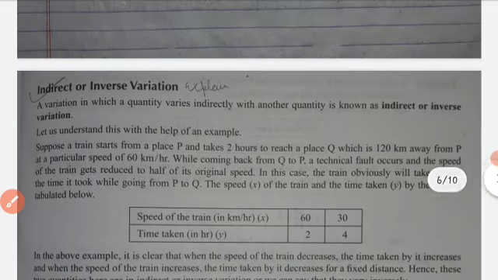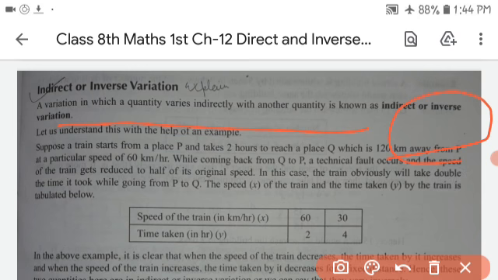Now, indirect or inverse variation. A variation in which a quantity varies indirectly with another quantity is known as indirect or inverse variation. Let us consider it with the help of an example.